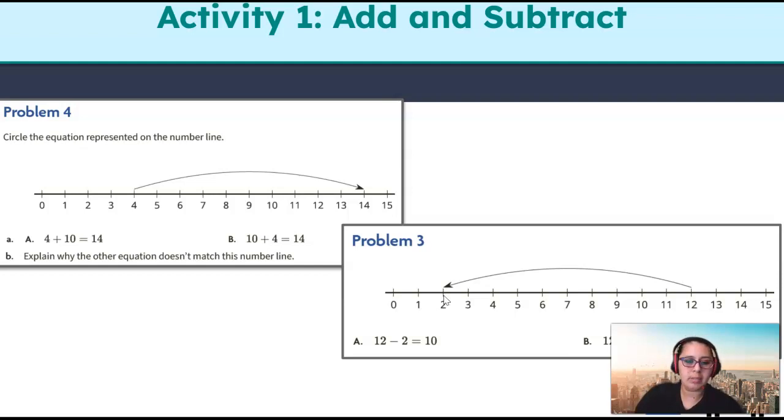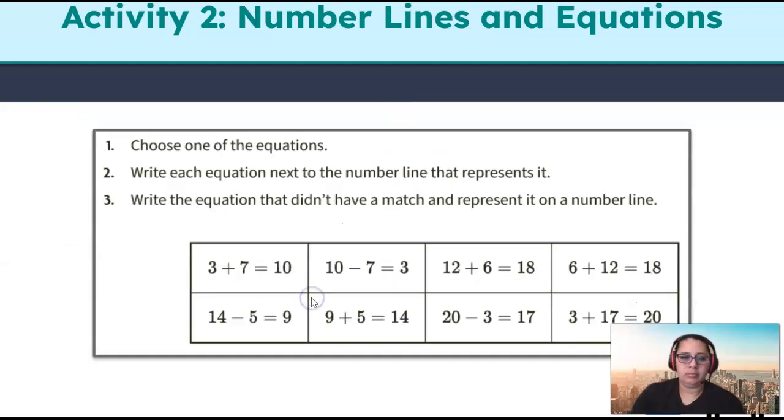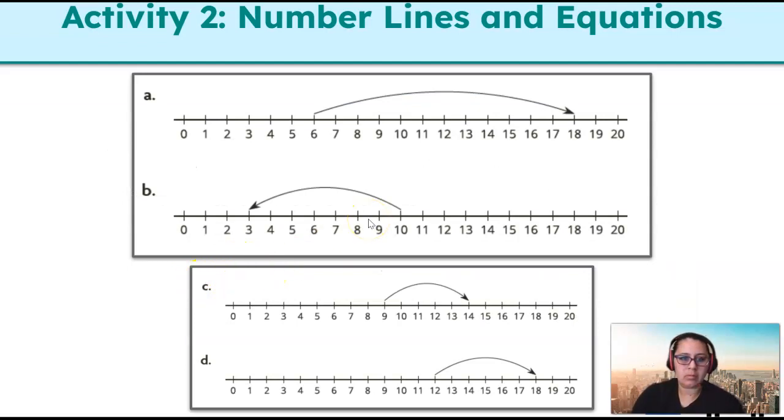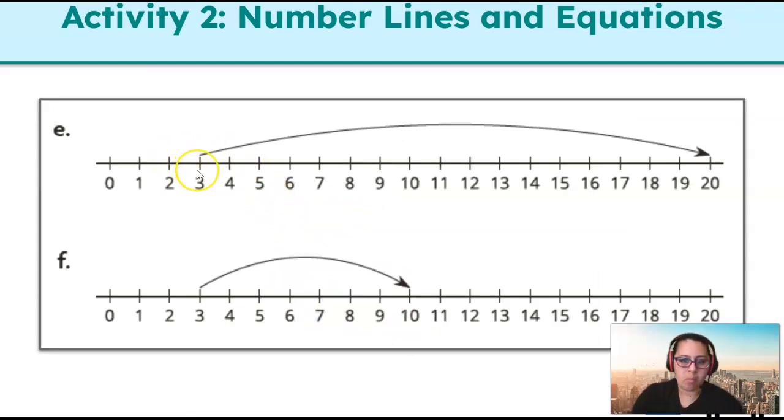Did everybody else get the same? Show me your hands. Same. Good. Okay, so this one you guys have to match the equation with the correct number line. So I'm going to help you with the first one. 3 plus 7 equals 10. Which is not there. 3 plus 7 equals 10, which is going to be F.